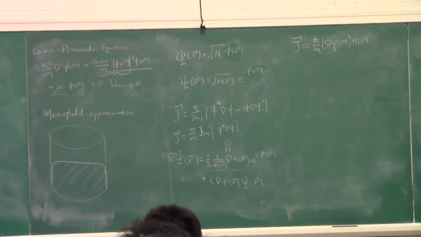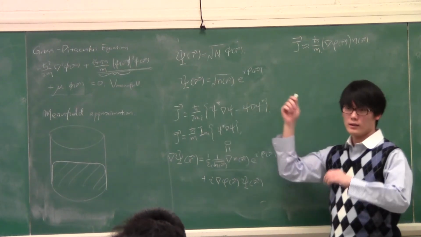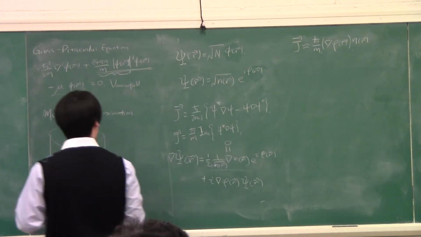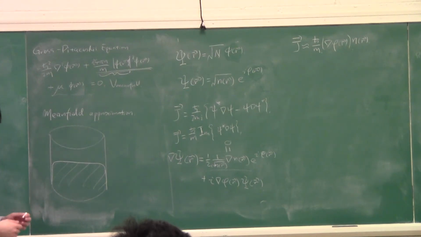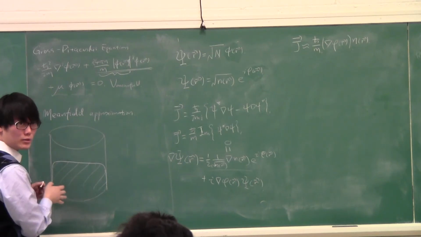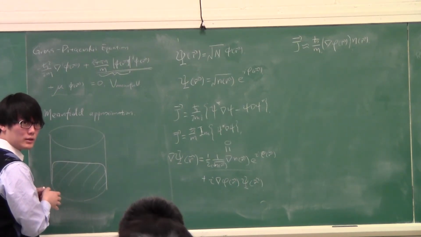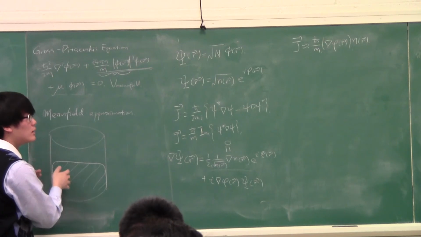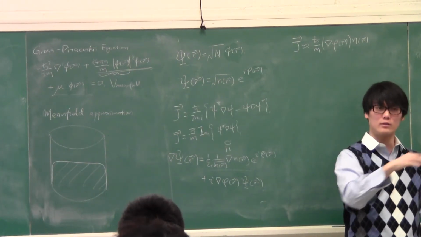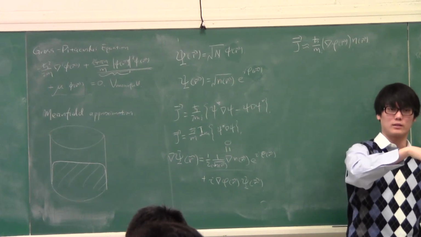So the flow of the particle is due to the phase difference. And it tells you what the phase is. When you solve the equation, you find that the phase is pretty much the same everywhere, except at the boundary. And that tells you that all the flow is going to be localized to the boundary layer. And that happens for superconductors too. In a superconductor, all the current flows at the boundary of the superconductor.